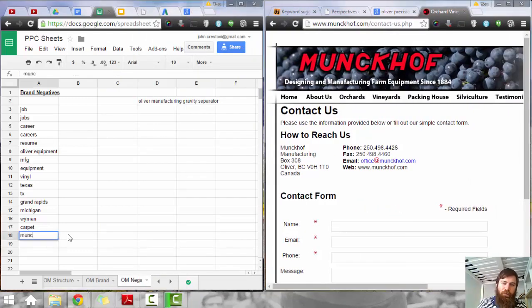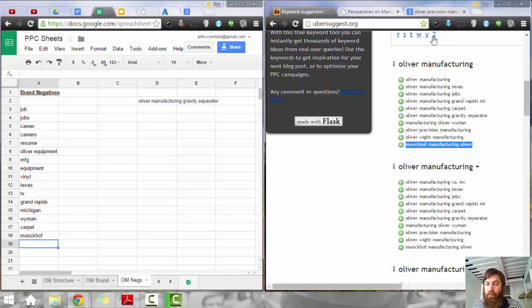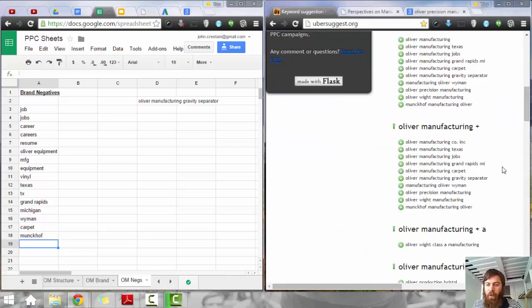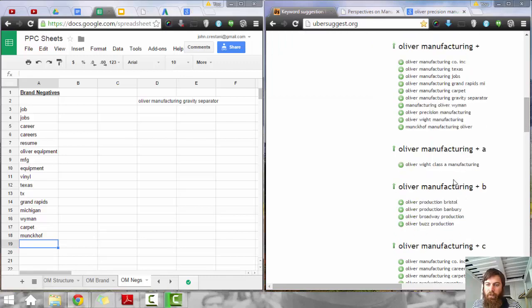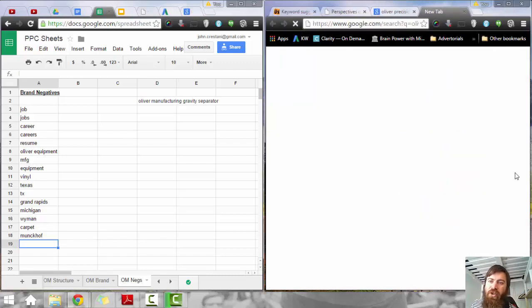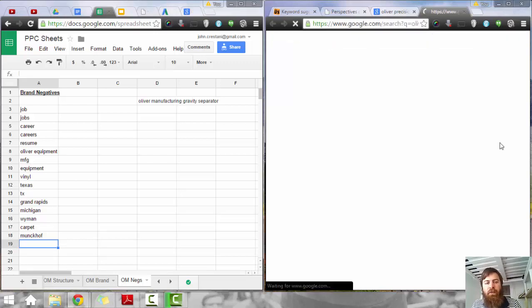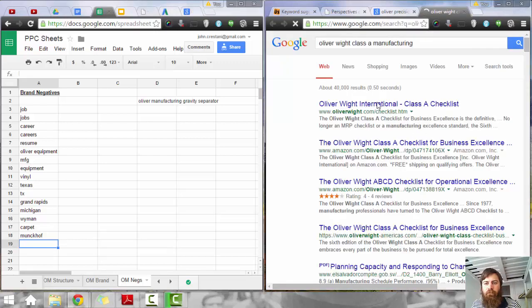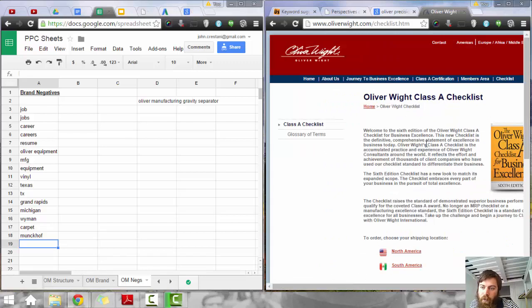So I'm actually going to negative Mooncalf. Maybe the owner's name is Oliver Mooncalf. So who knows? But we're going to use that as a negative there. Oliver White Class A Manufacturing. Again, we're going to have to search for this because we don't know what this is. I mean, this is a lot of negatives we have to go through here.